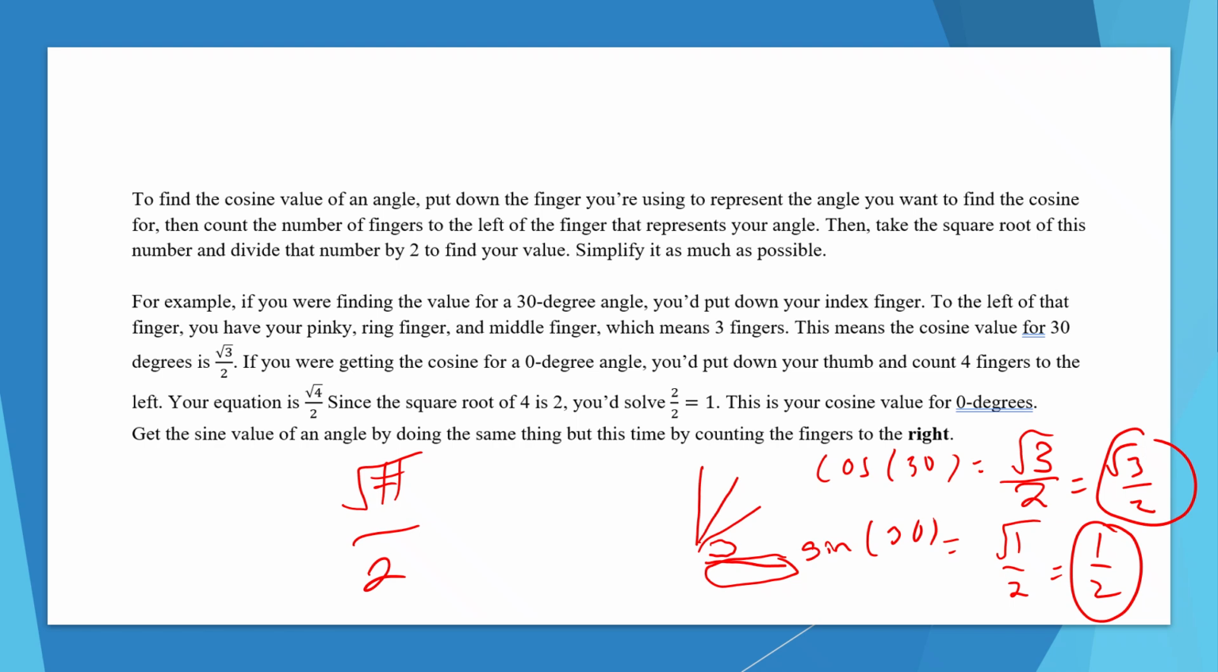Let's take a look at what happens if you were doing, let's say, cosine for a 0-degree angle. So cosine of 0. If you couldn't just look at the xy coordinate and look at those points there, put down your thumb and then you count 4 fingers to the left, and then you take the square root and divide it by 2 to get 1, and that would be cosine of 0 is just the value of 1 there.